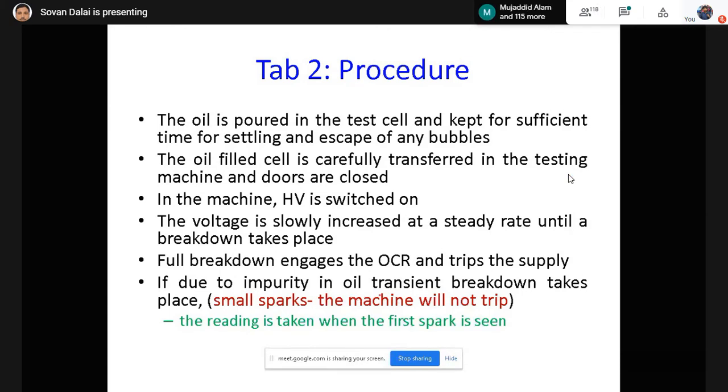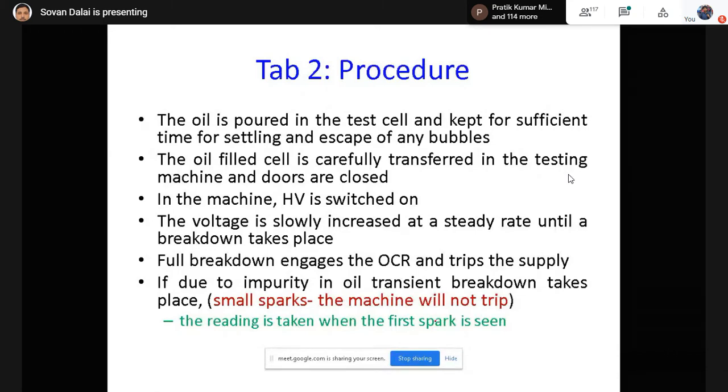Also, sludge is formed. So if the impurities are more, maybe a breakdown occurs, and that breakdown is called a transient breakdown, because the impurities partially bridge the two electrodes. Some of the impurities are attached to the electrode, so the main gap is reduced, and due to that we get a transient spark. This is the weak portion of the oil. When you get a transient breakdown, that reading is taken as one of the six readings.